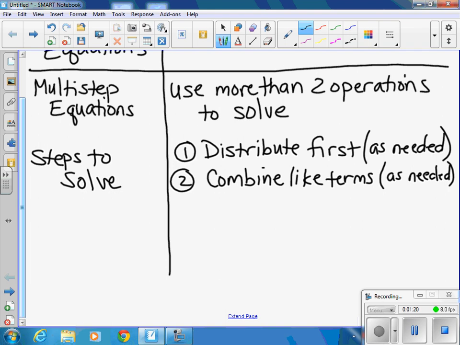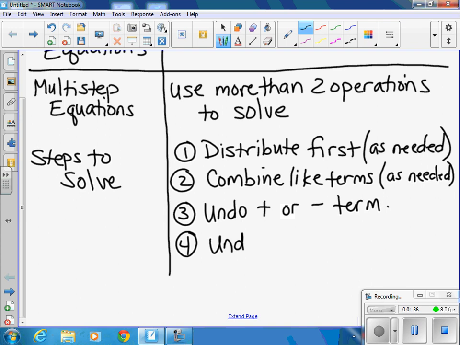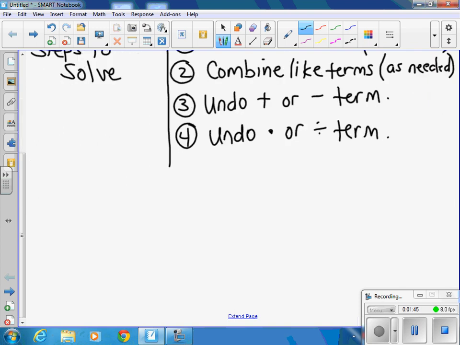After you've distributed and combined like terms, the third thing you will have to do is undo the add or subtract term. So this is where you go back to your normal two-step equations. And the last step that you will have to do is then undo your multiplication or division term. And that should get you to the answer that you're looking for if you haven't made any careless mistakes along the way.